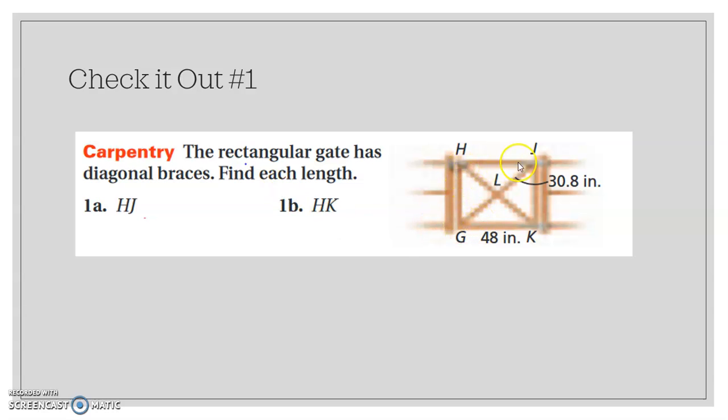Okay, so for HJ, it is one of the sides of the rectangle, and I know the opposite side is 48 inches. So HJ is 48 inches. And for HK, I'm going to use similar logic to what we used in the last example. This is 30.8. So if I double it, it's going to be the total length here, which is going to be 61.6. And HK is going to be equal to that, so 61.6 is my answer. Okay, so that's it for that check it out question.